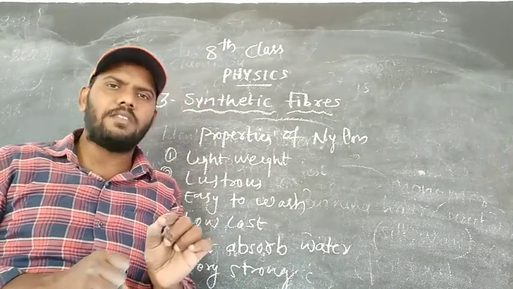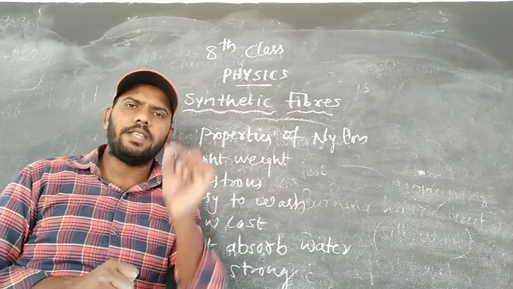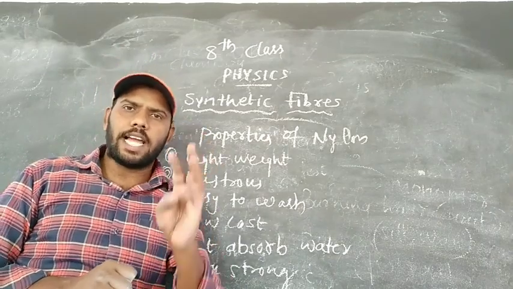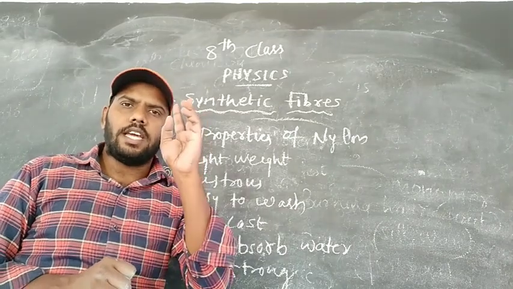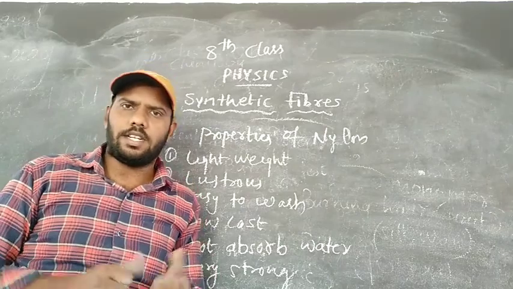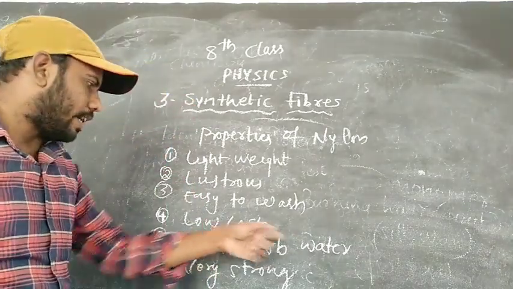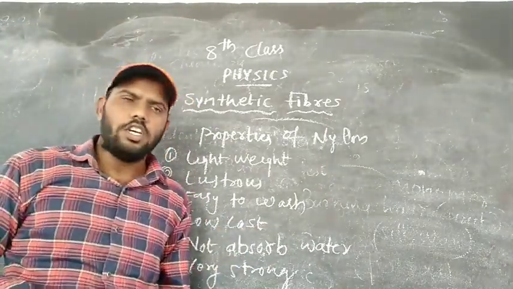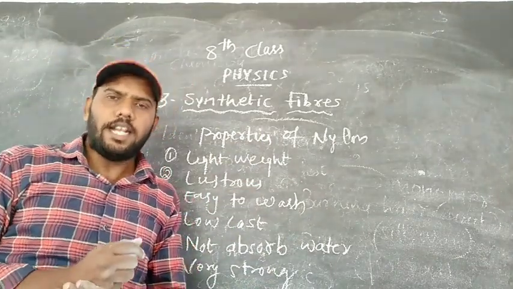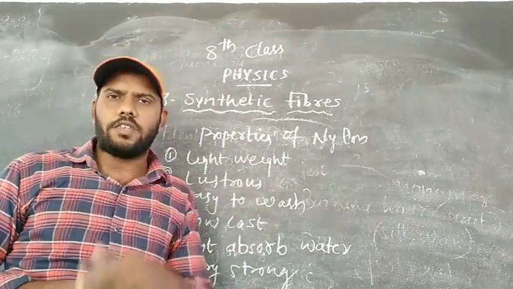Okay, I repeat the question once more. Why do fishermen use nylon to make nets? Because nylon is very strong, easy to carry, and does not absorb water. Understood, children? So it does not absorb water and is very strong. These are the main properties of nylon. So this question also you have to write as a test.